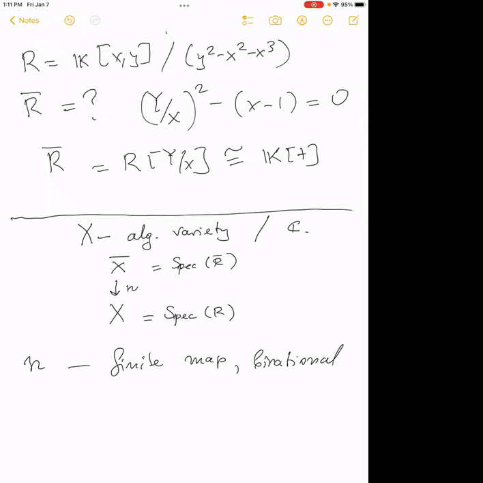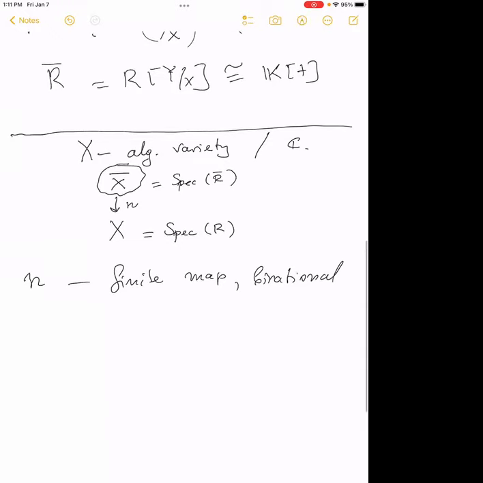Now what are the properties of X bar? As I said, when the dimension of X is 1, X bar is very nice, it's non-singular. But we have other properties as well. This goes back to Zariski. It's part of what's called Zariski's main theorem.